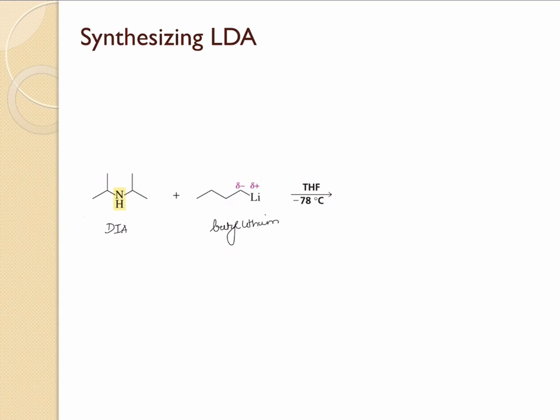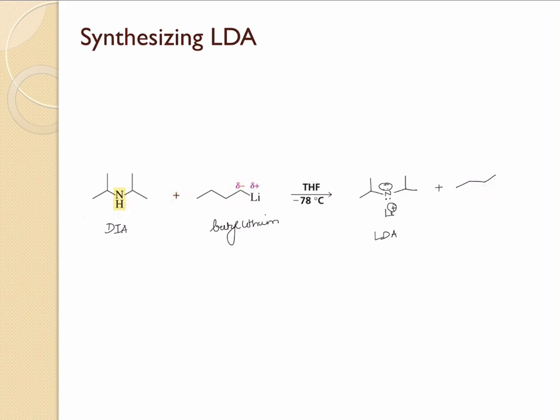So let's write down the structures that we'll be getting. So your nitrogen is going to have extra lone pairs of electrons, and therefore it's going to have a negative charge. And because it is negatively charged, now the metal is going to get coordinated with it, forming the lithium diisopropylamide. And then along with that we will also form butane, right? Because this is going and grabbing the hydrogen, and therefore this part right here should be butane.